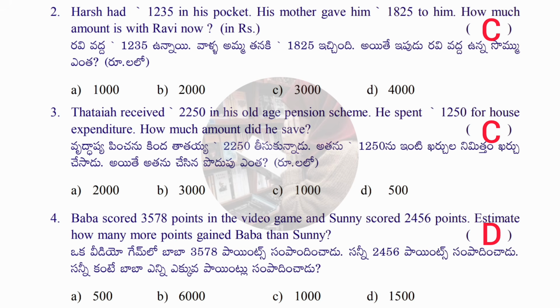If you subtract 1,250 from 2,250, you will get 1,000, which means he will save only 1,000 rupees. So the correct option is C. Write down C. Please do it by yourself separately here: 2,250 minus 1,250. Okay, like that. Next we'll move to the fourth question.